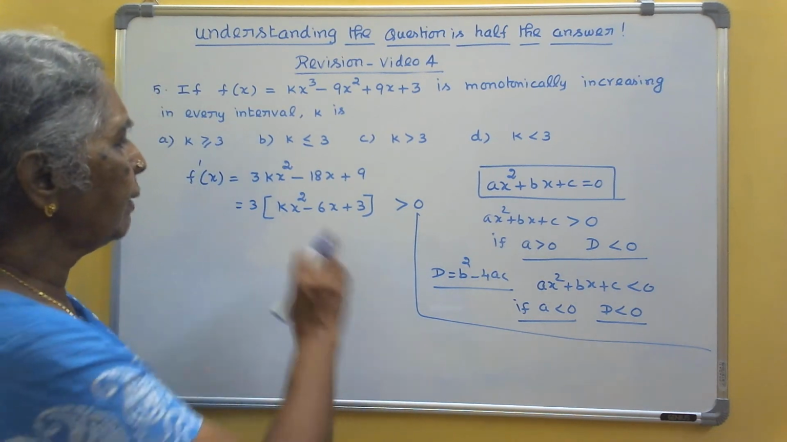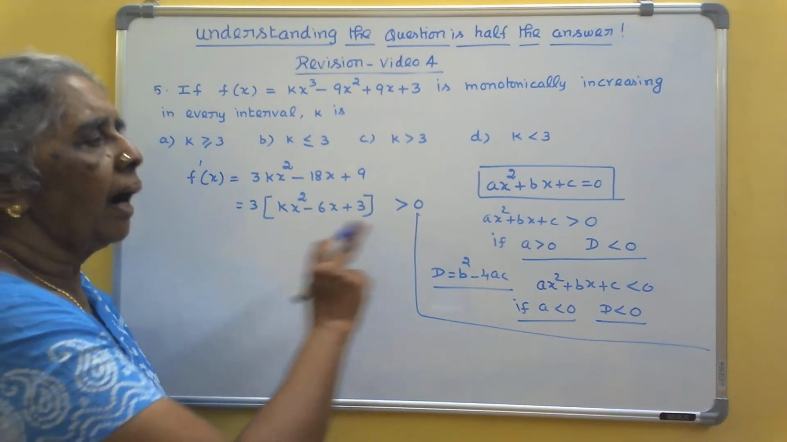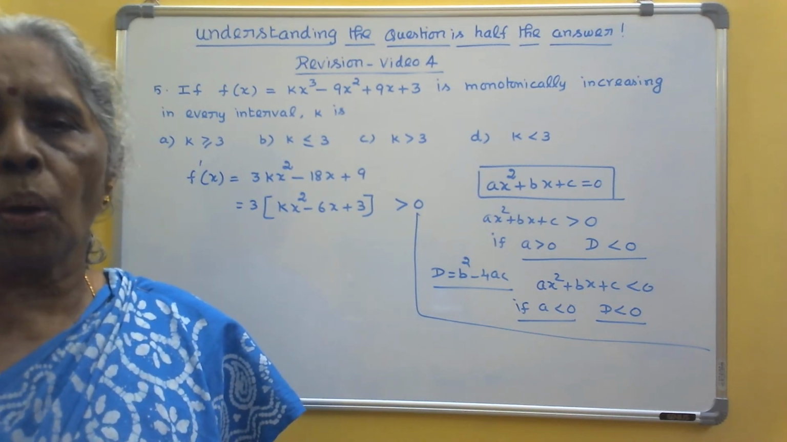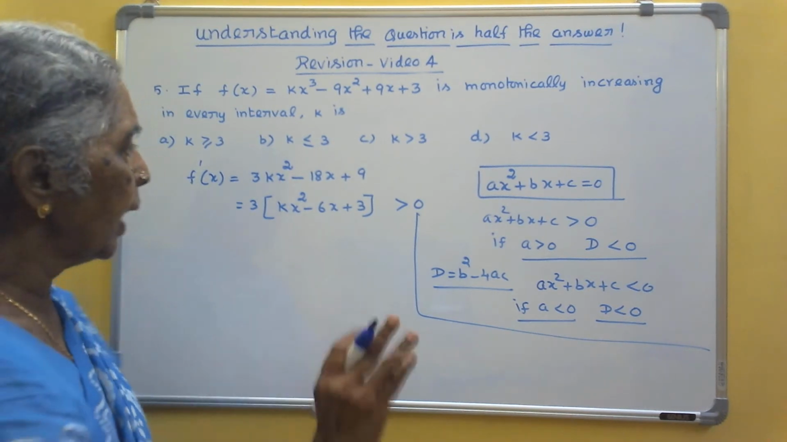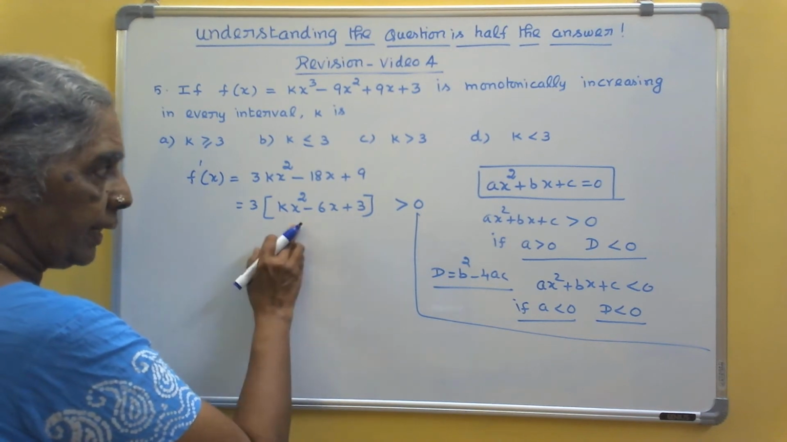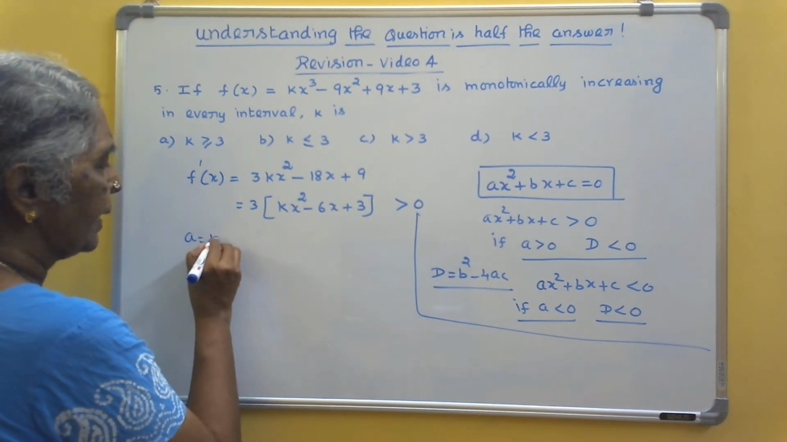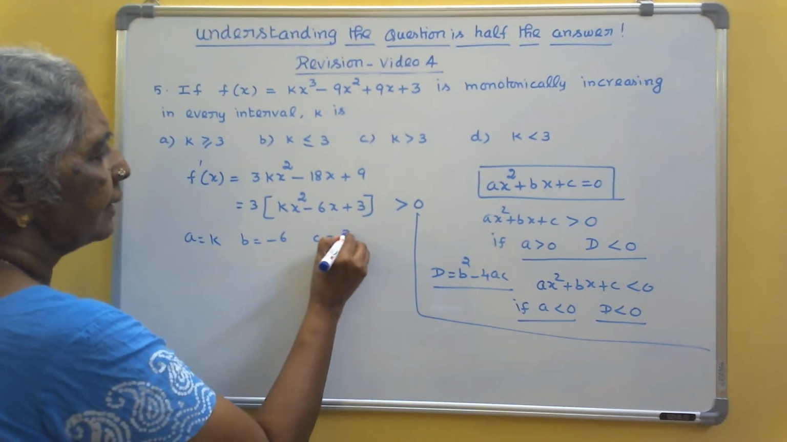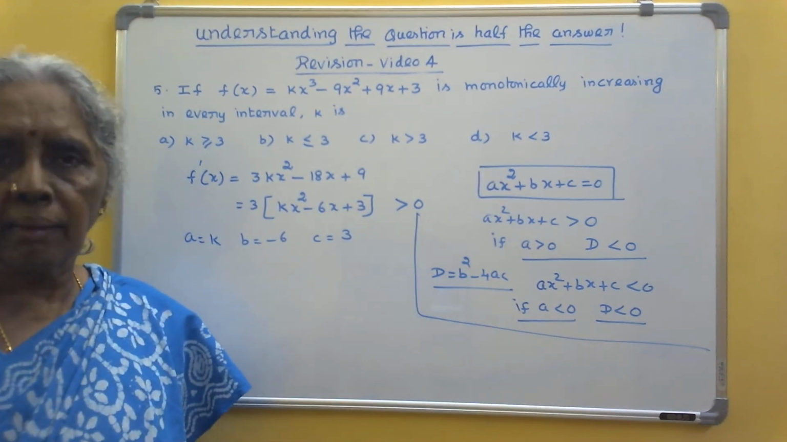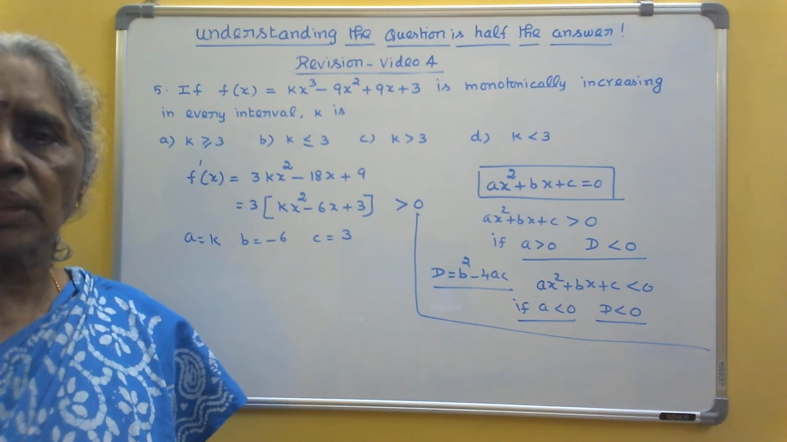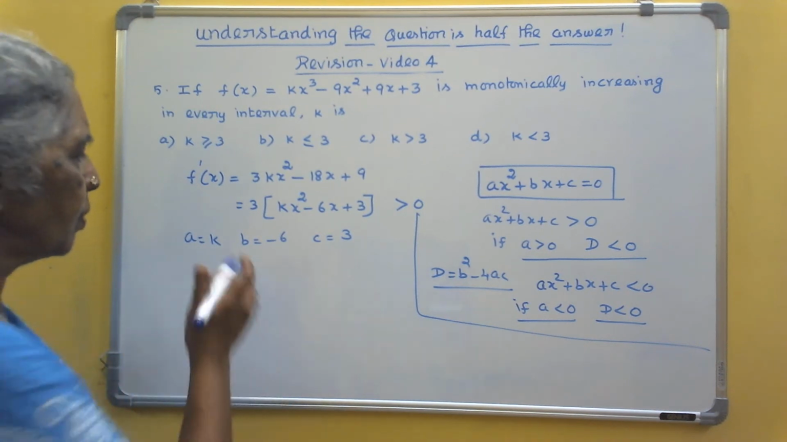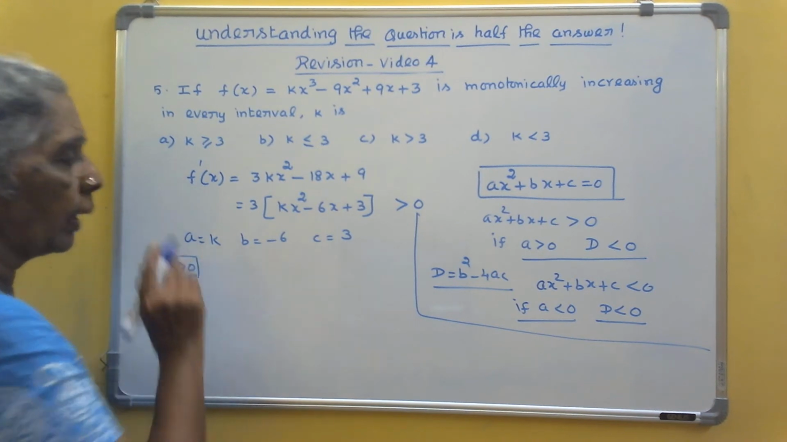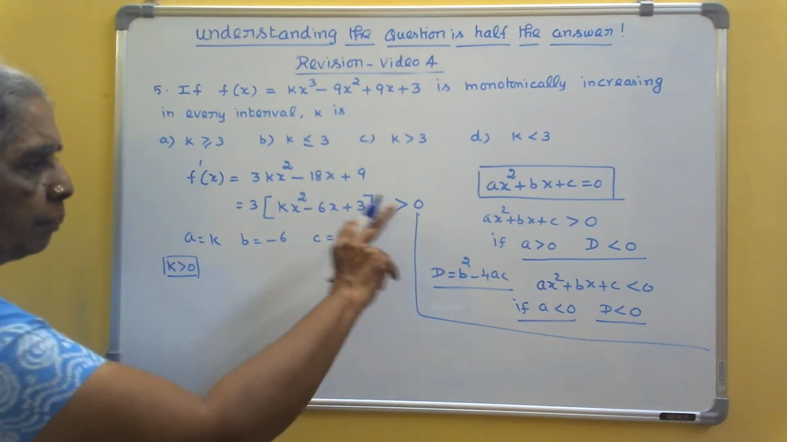If you get a quadratic like this, unless you know these two conditions, you won't be able to solve for k. Now, in this quadratic expression, a is equal to k, b is equal to minus 6 and c is equal to 3, right? So, what is the first condition? A greater than 0. So, k should be greater than 0. That is one thing.